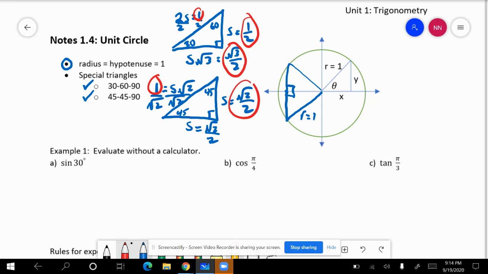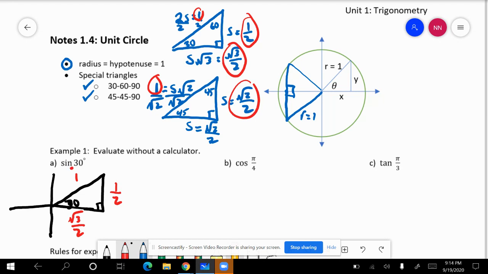So let's look at our problems. We're going to evaluate without a calculator. So the first thing that we're going to do is we're going to draw our coordinate system. We're going to find 30 degrees. We're going to make a triangle. That's a 30-degree triangle. Now, we know that the hypotenuse is always 1. The 30-degree side is always half of that, so we have a half. And then our 60-degree side is rad 3 over 2. So those are our sides.